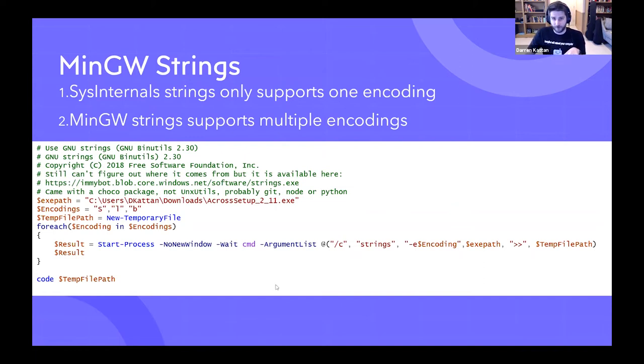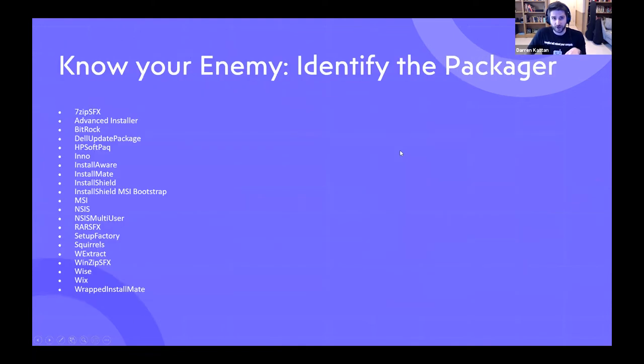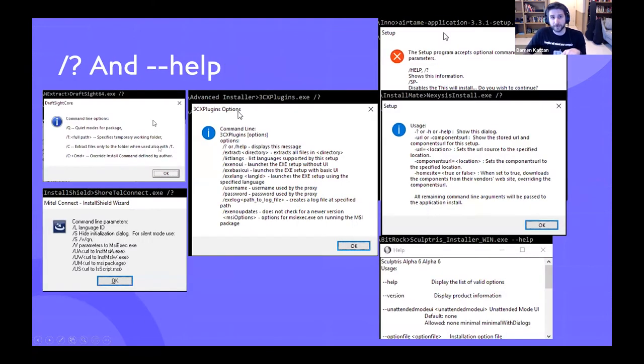I look for the presence of these, because sometimes the author will suppress the slash question mark, even though the installer natively finds it, but it will still bundle the string that displays this into their exe. And just that presence of this text inside of the exe tells me, aha, it is Advanced Installer, but you suppressed that help menu. And so now I know what to do.